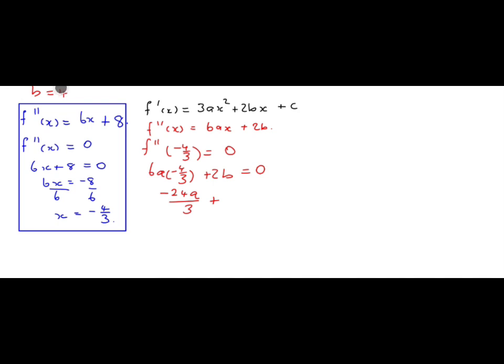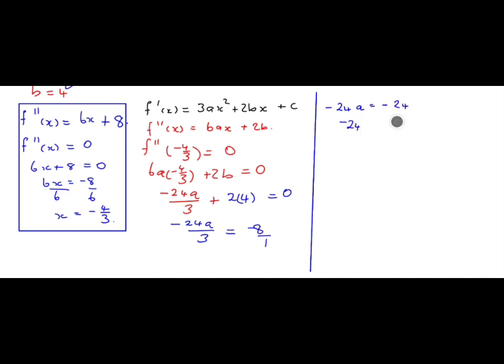We found, remember, b to be 4. And from here it's just mathematics. So I have minus 24a divided by 3, that's equal to minus 8. If I cross multiply, I'm going to have minus 24a equals minus 24. So of course if I divide both sides by negative 24, my a is a positive 1.